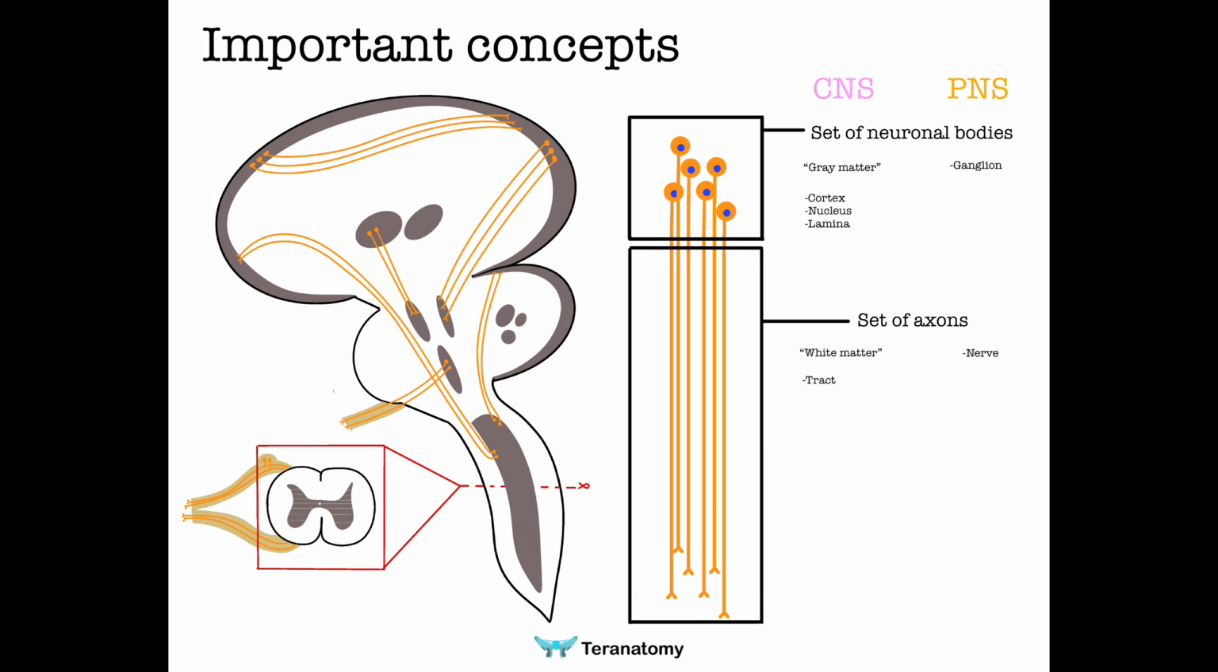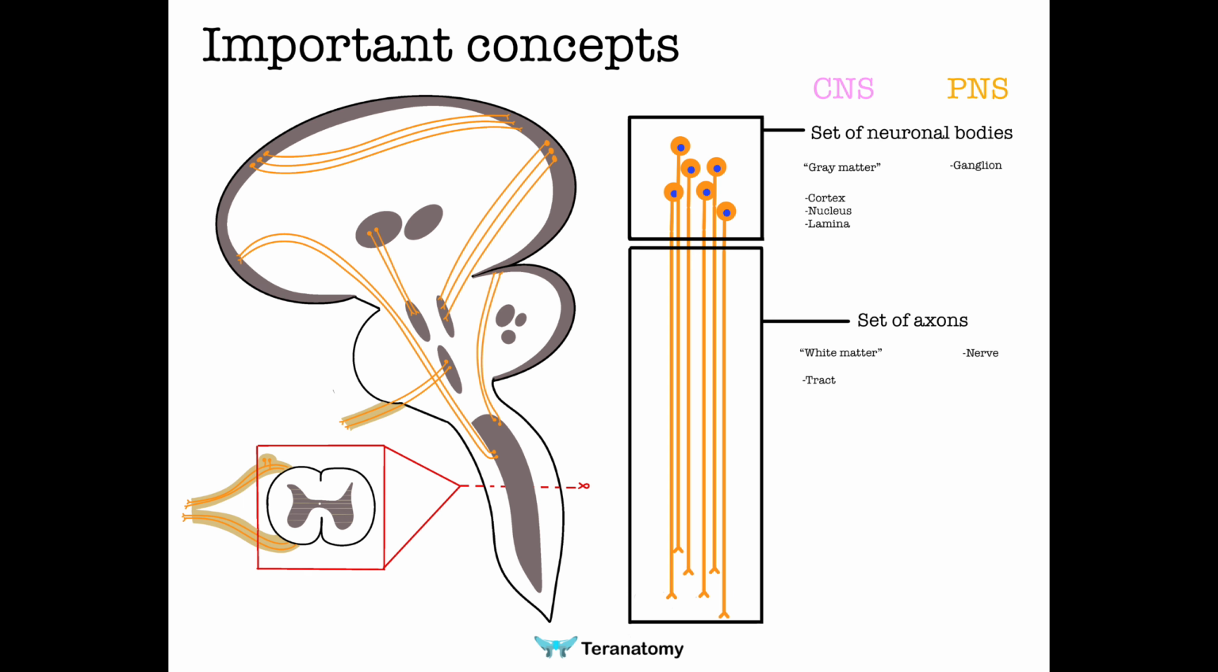Now we're going to cover a few key concepts before moving on to the functional approach to neuroanatomy. The first thing I want you to understand is how we name groups of neuronal cell bodies and groups of axons in both the central and peripheral nervous systems.